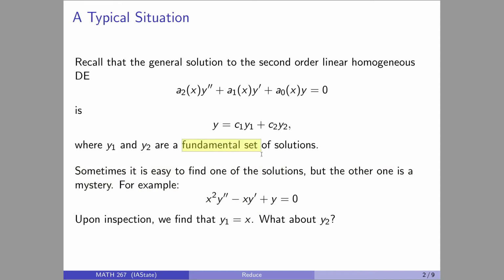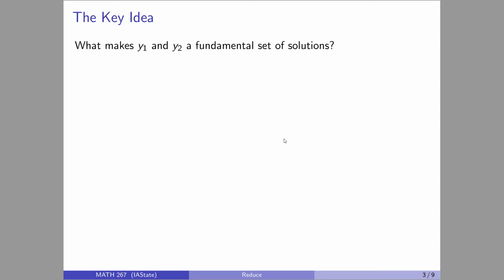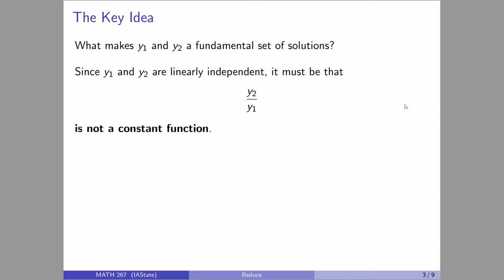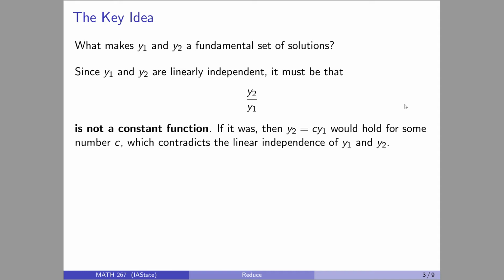the whole conceit here is that I need a fundamental set of solutions. I don't just need solutions. I need really good solutions. I need linearly independent solutions. So a fundamental set of solutions are a pair of solutions that are linearly independent. And being linearly independent means that when I look at the ratio of the two functions, when I look at y2 divided by y1, this cannot be a constant. If this was a constant, then that would mean that y2 is equal to some multiple of y1, where c is a scalar. That contradicts the linear independence. Oh, okay.